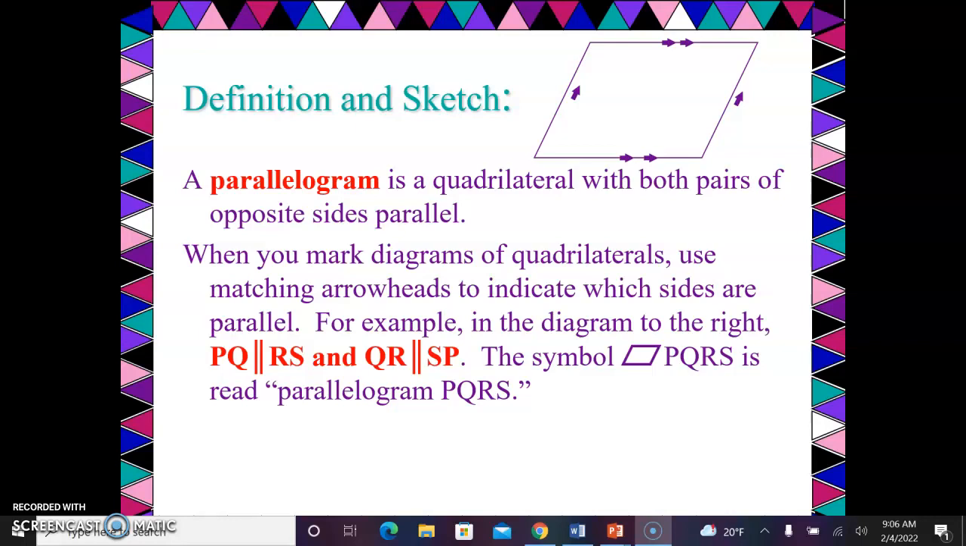Good morning, this is Mrs. Merrill, and today we're going to be talking about Learning Target Objective 7.2, which is Properties, Laws of Parallelograms.